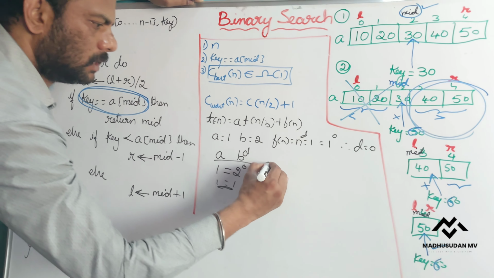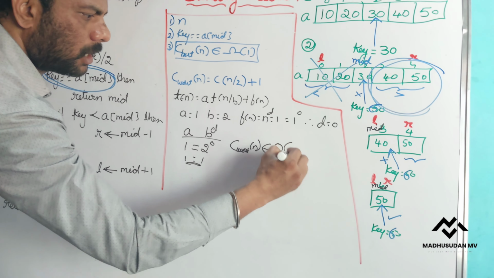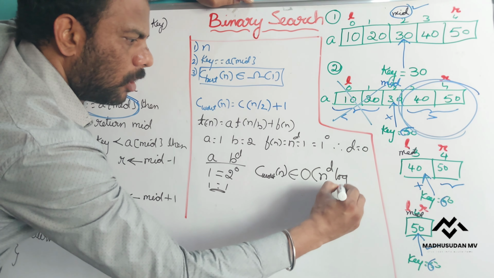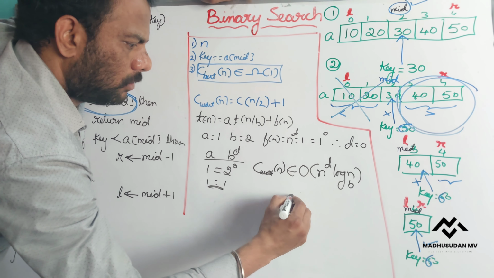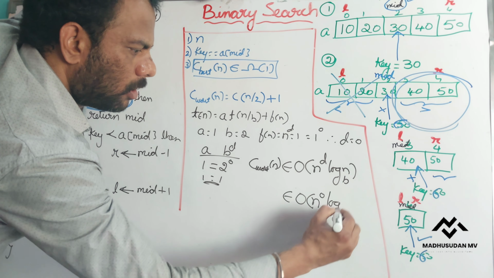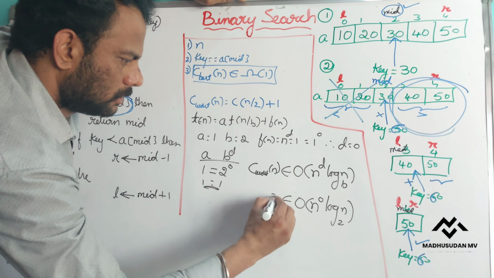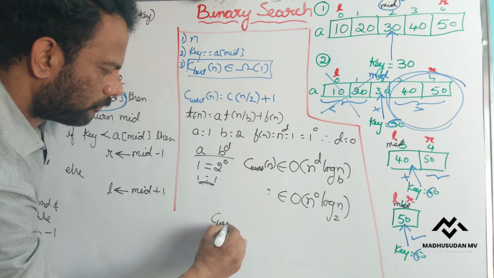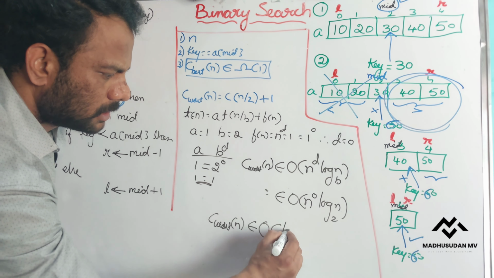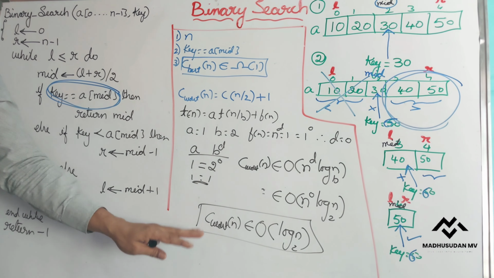That means now I have to use the formula according to the Master's theorem: n to the power of d log n to the base b. So C worst of n belongs to Big O of n to the power of d, where d is 0, times log n base 2, where b is 2. Hence C worst of n belongs to Big O of n to the power of 0, which is 1, into log n, so log n to the base 2. This is the time complexity of the worst case.